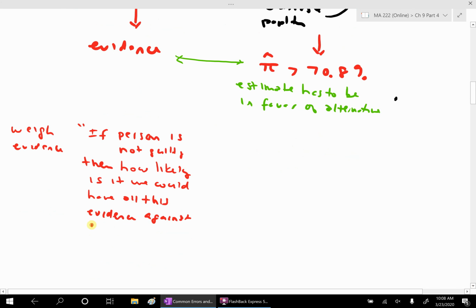This is kind of the mental calculus that the jury is going through. So if you think about, say, a capital murder trial, right? I am accusing someone of killing an individual. There has to be some evidence, right?